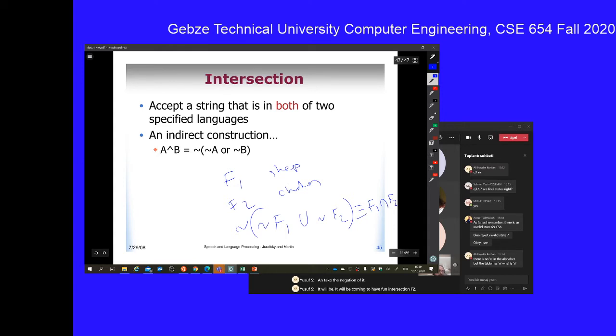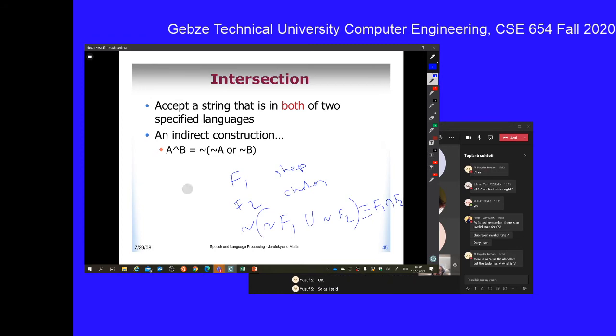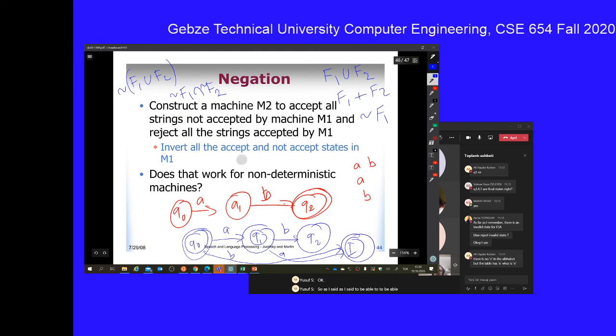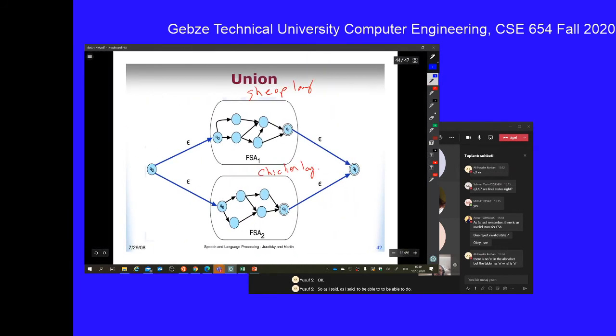So as I said, to be able to do concatenation or the union or the intersection, it is very useful to have epsilon transitions, which are valid in the non-deterministic automata. For us human beings, they are very convenient, but for computers there is no difference in terms of expressibility between finite state automata, deterministic finite state automata, and the non-deterministic finite state automata. Okay, good. Any questions?